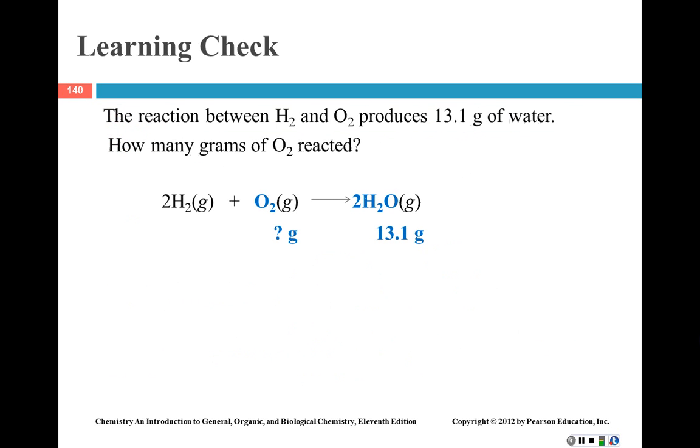Okay, so let's try another one. Make sure that you pause and try to work this so we can see if you can do it, and then when you're done, come back.